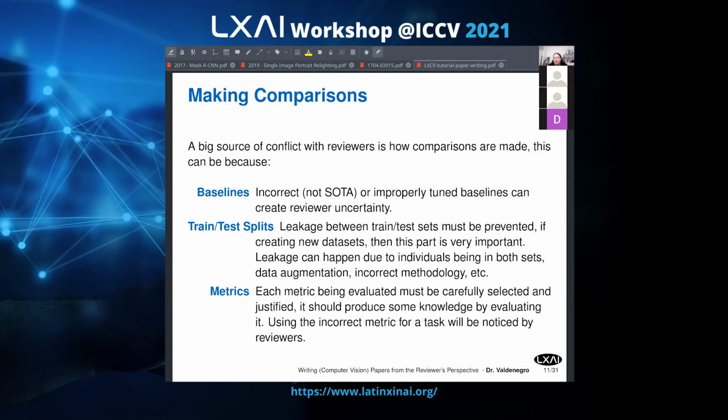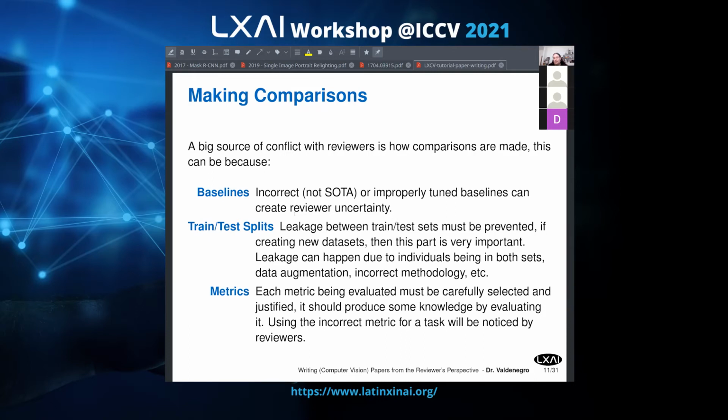And finally, metrics. You will of course evaluate some metrics in your paper, and these must be carefully selected and justified. Like, why are you using this metric and why are you not using another metric? Especially if the reviewers ask you why you are not using a specific metric. A lack of a metric can also lead to a paper being rejected. I've seen this multiple times.